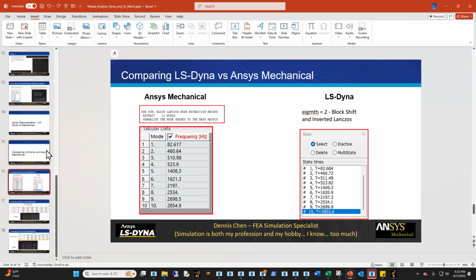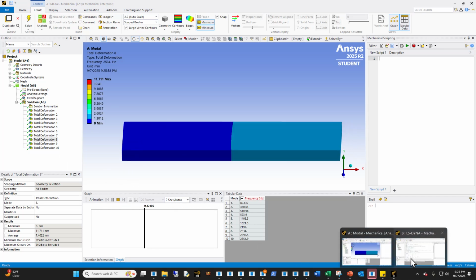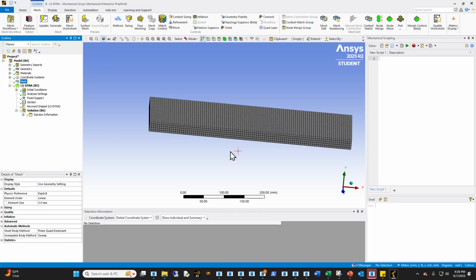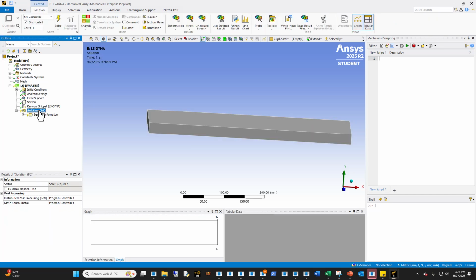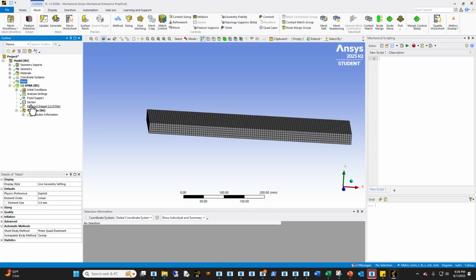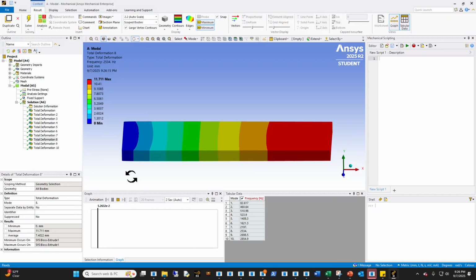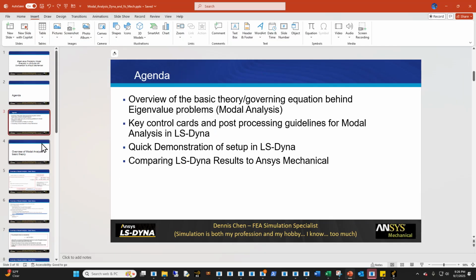So essentially, between Mechanical and LS-Dyna, we're getting the same results because we're using the same mode extraction methods. We're solving the same problem. The only difference, now that I think about it, might be because I'm using different element formulations and element order. That might be the reason I'm getting a slightly different result, which is reasonable if that's the case because your stiffness matrix is gonna look a little bit different. But the basic problem becomes the same. And this is how you do a modal analysis in LS-Dyna.